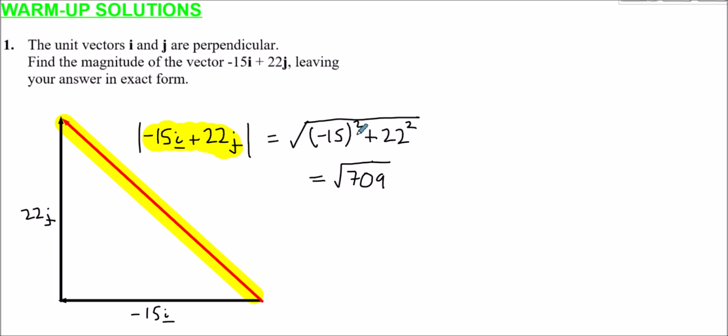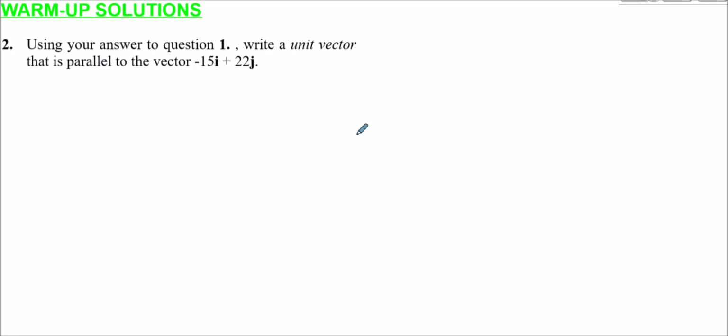Let's now have a look at warm-up question 2. Question 2, it says, using your answer to question 1, write a unit vector that is parallel to the vector minus 15i plus 22j. Well, a unit vector parallel to this one is going to be minus 15i plus 22j divided by the magnitude of that vector itself. So we divide it by the magnitude of minus 15i plus 22j.